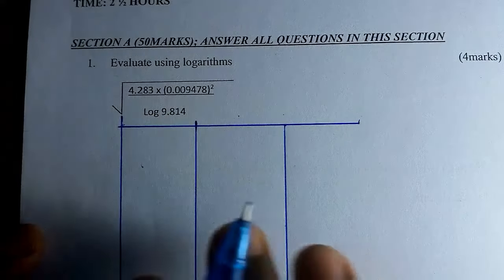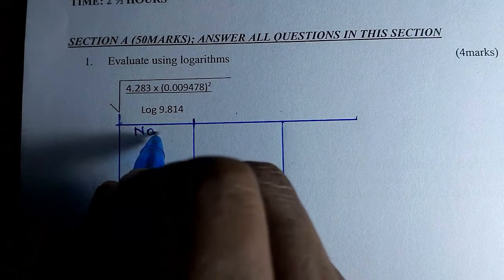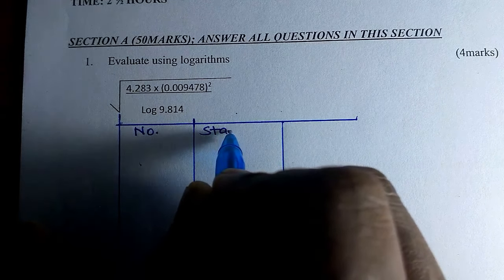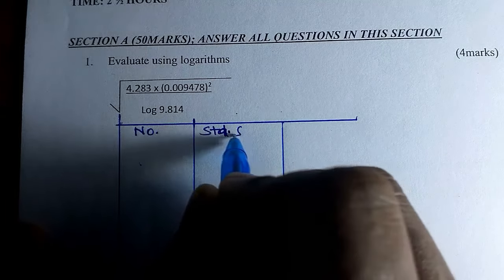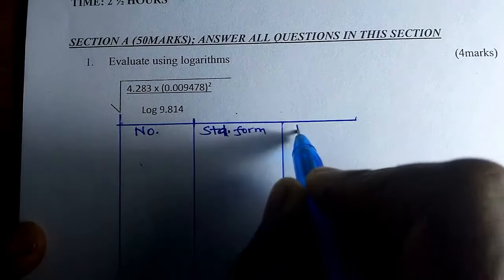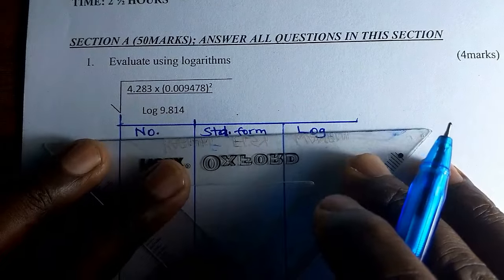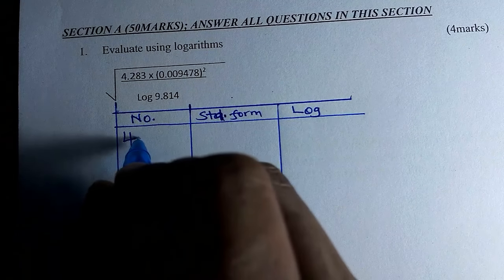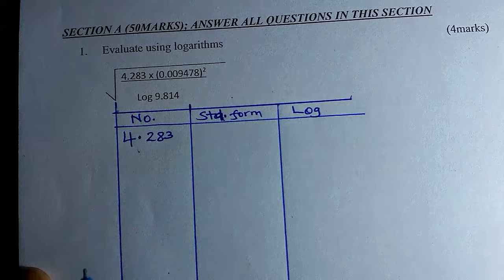So you draw a table of this nature, then you write the number, you write the standard form, we write it in short std form, and then the log. So the first number is 4.283. This number is already in standard form.